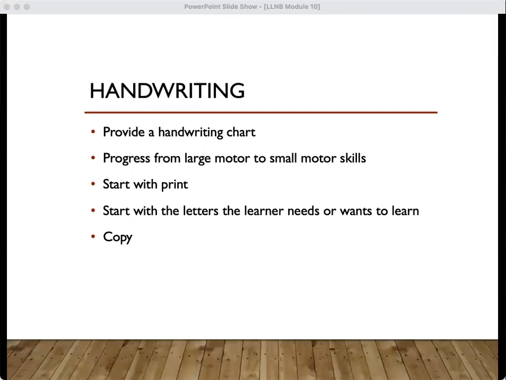And finally, copy. After a learner can form letters, move on to copying words and sentences. The learner can copy vocabulary words, sentences from the story, or a story that he or she dictated and you wrote down. Copying activities should be short and should be related to a learner's needs or goals.